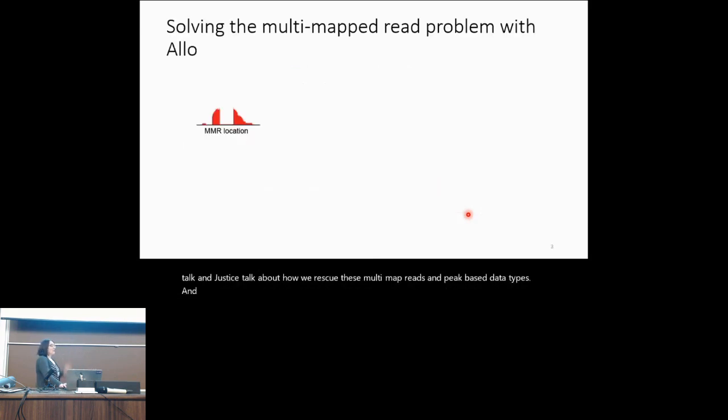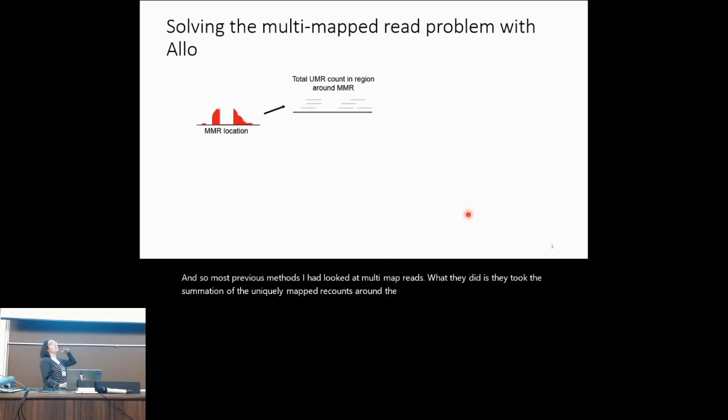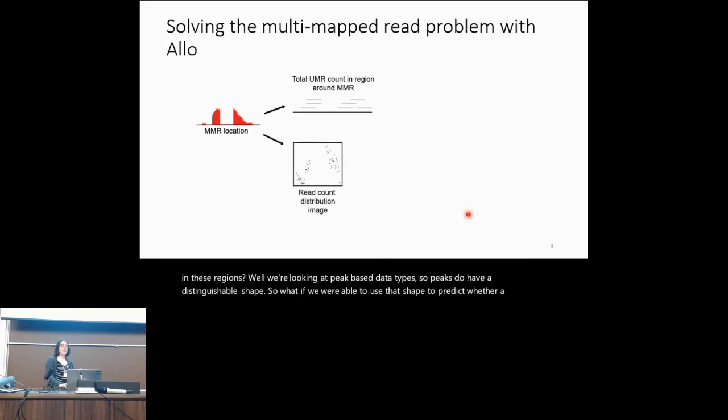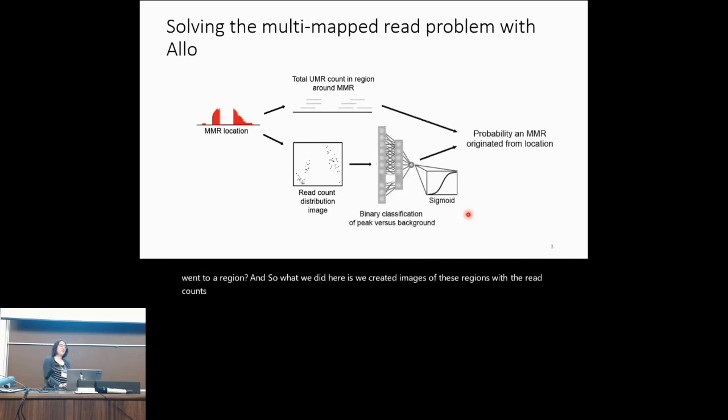Most previous methods that looked at multi-map reads took the summation of the uniquely mapped read counts around the region and used the summation in different ways. So we thought, what other information do we have besides just the read counts in these regions? Well, we're looking at peak-based data types, so peaks do have a distinguishable shape. What if we were able to use that shape to predict whether a read went to a region? So we created images of these regions with the read counts, and then we trained a convolutional neural network to predict peak versus not peak.